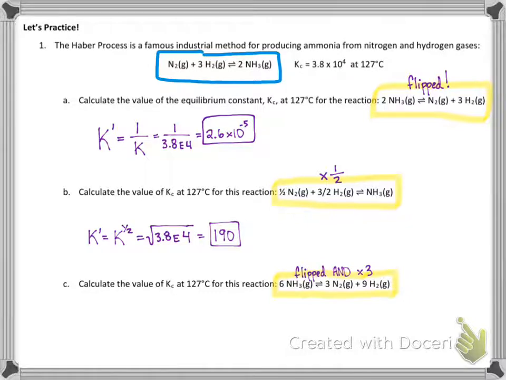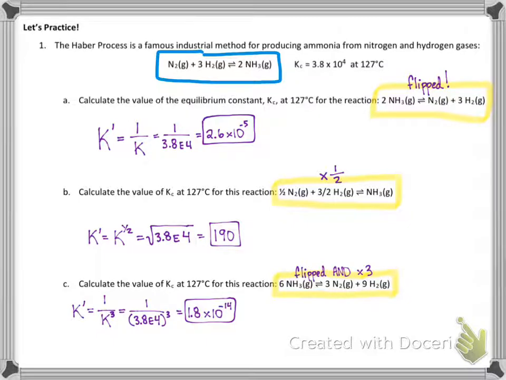But that's okay. We can do 2 things simultaneously. Well, because we reversed the reaction, we have to take the reciprocal. But because we multiplied it by 3, we also have to raise it to the power of 3. But that's it. Then just plug and solve. All right. Let's go ahead and move forward.